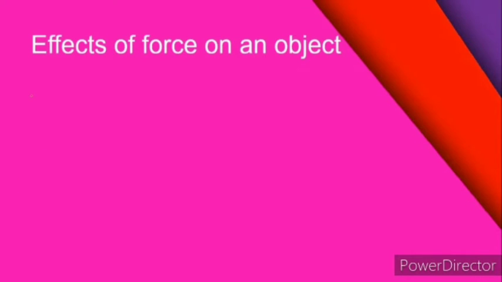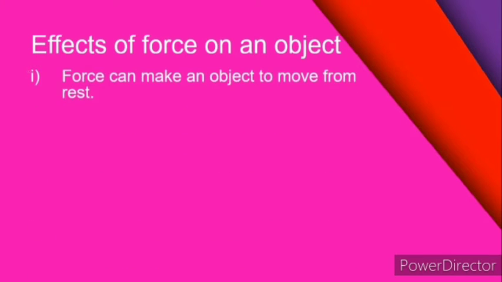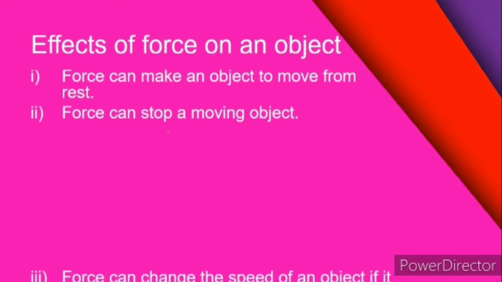So these were about the forces. Now let us see the effects of force on an object. Whatever you have learned till now, you can compile all the situations and write down the effects. For example, you learned that the force can make an object move from its rest position. And you also learned that the force can stop a moving object.